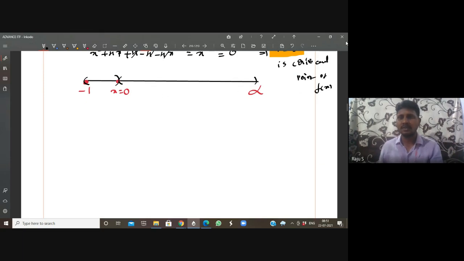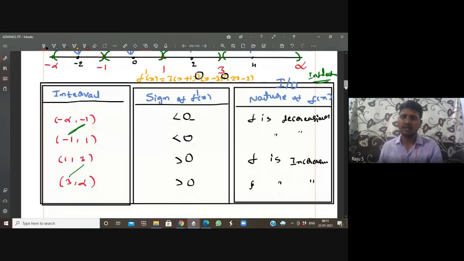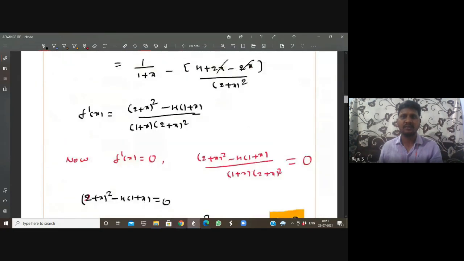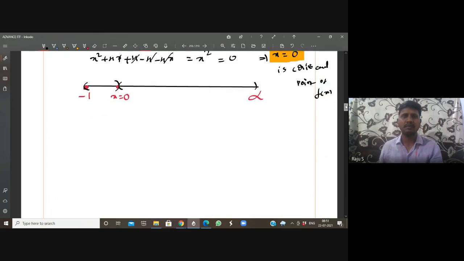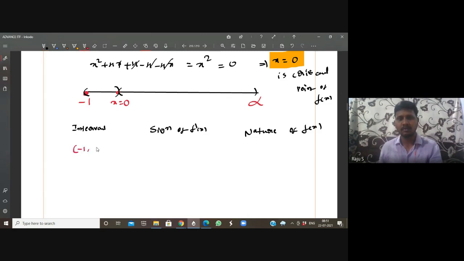Okay, first again same as above. First what shall we write? Interval. Then we have to check the sign of f dash of x, the nature of the function. Like that, those 3 points we have to write. First interval, sign of f dash of x, nature. Okay, students, same intervals: minus 1 to 0 and 0 to infinity.